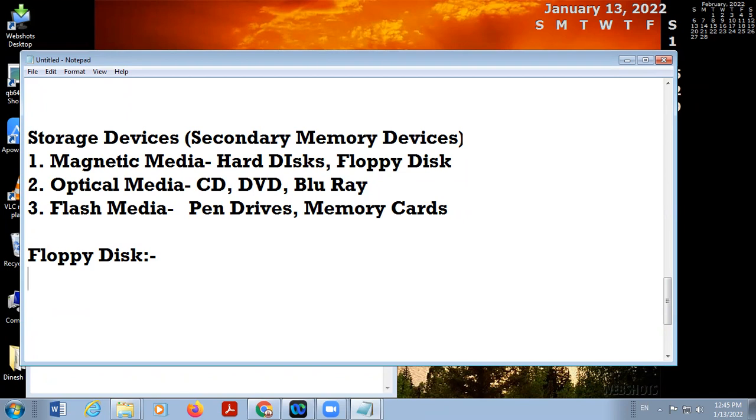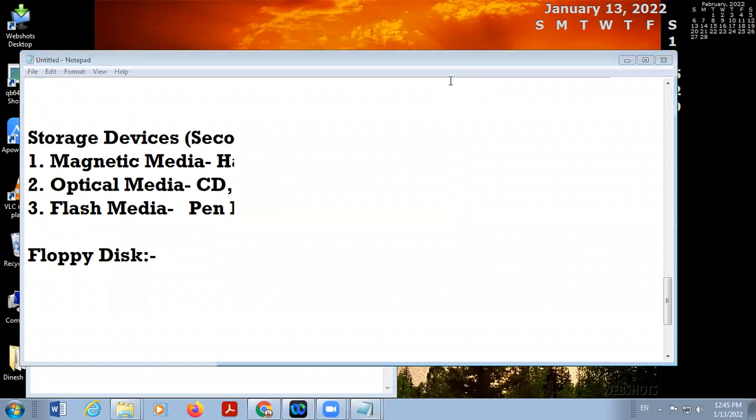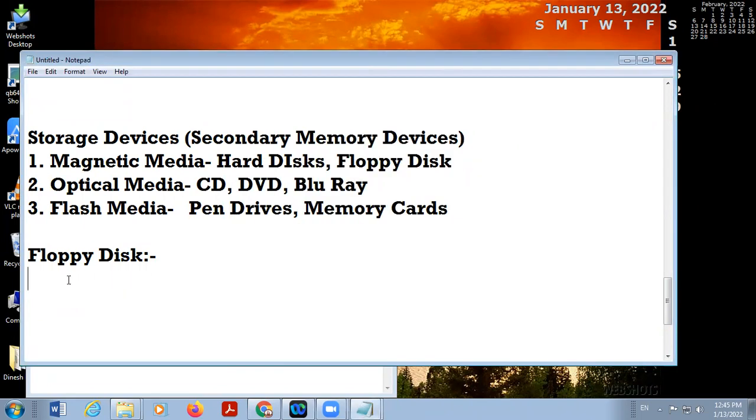But it was very famous. Microsoft initially introduced DOS, that was MS-DOS, Microsoft Disk Operating System. It means the complete operating system was saved on the disk. That was only possible due to the floppy disk. But at present, floppies are not popular.